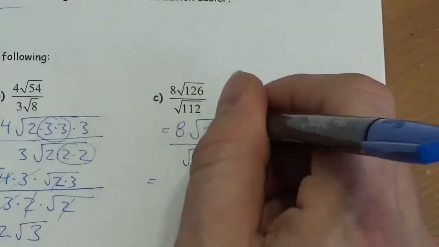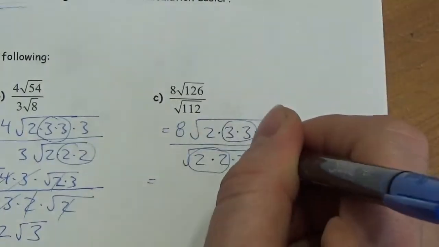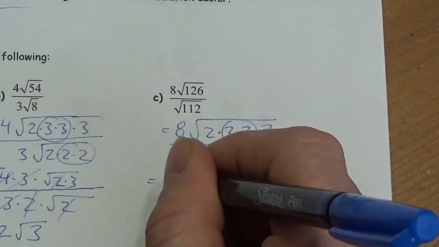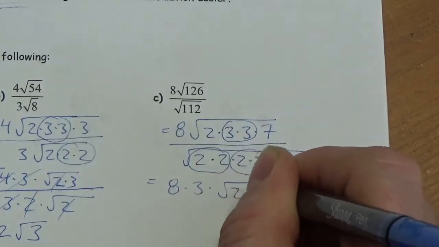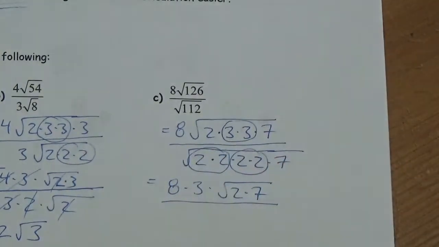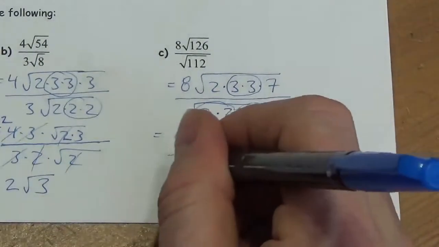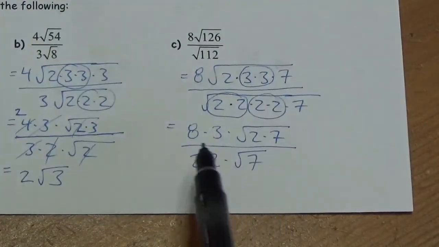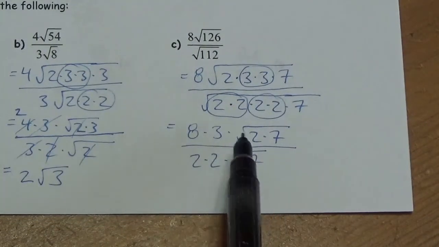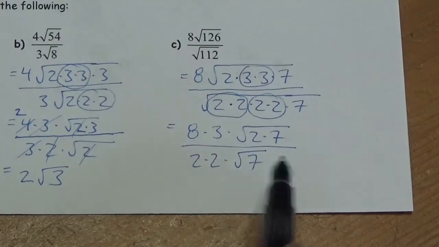Okay, so I've got a pair of 3's up in the numerator, and I've actually got two pairs of 2 in the denominator. So in the numerator, I've got this 8 multiplied by a 3, and then I had 2 times 7 in the radical. In the denominator, I had two factors of 2 that popped out. And again, I can multiply that together. I could make that 24 multiplied by the square root of 14. Absolutely. I could make this 4 multiplied by the square root of 7.